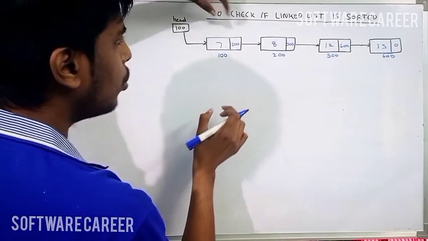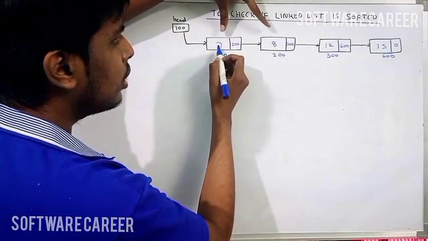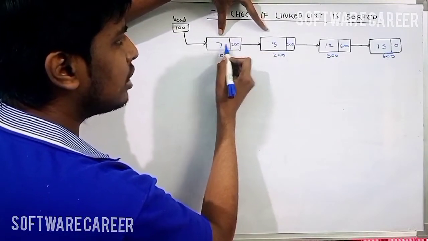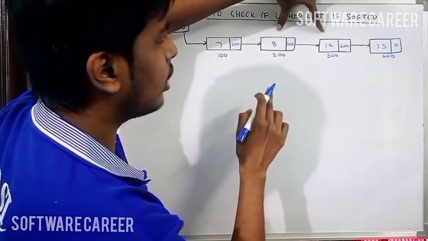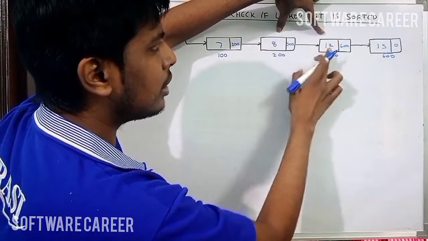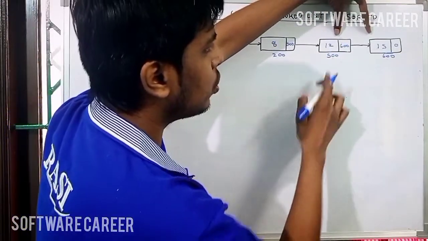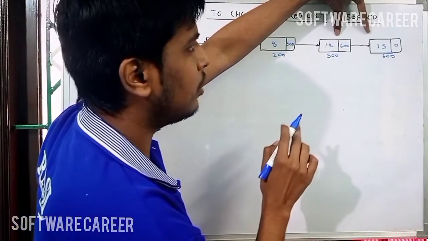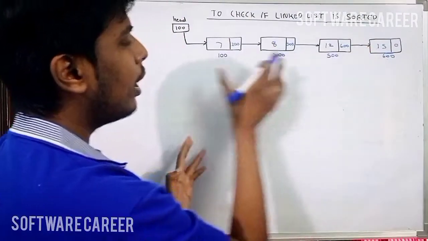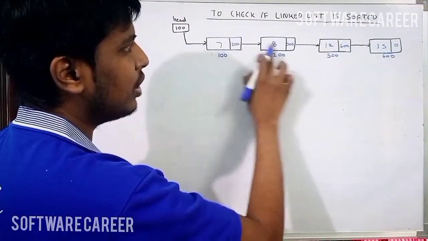Now you'll compare the data present in the first two nodes. You'll compare whether 7 is less than 8. Yeah, it's less than 8, so you'll go to the next thing. Now you'll compare whether 8 is less than 12. Yeah, 8 is less than 12, so you'll go to the next two nodes. Now you'll compare whether 12 is less than 15. Yeah, it's less than 15. So you'll stop and you'll say the linked list is sorted because it's in increasing order: 7, 8, 12, 15.